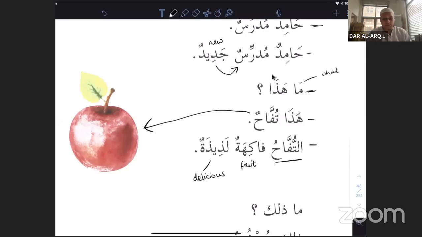So this is the apple, as we know. لذيذة is an adjective for فاكهة. They're both feminine. They're both marfu. They're both singular. And they both don't have al. So لذيذة follows on to be an adjective of فاكهة. So the apple is a delicious fruit.